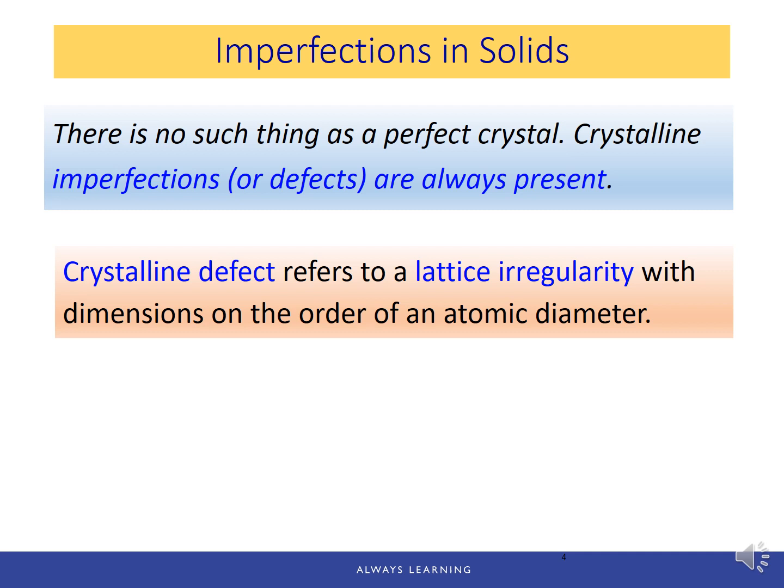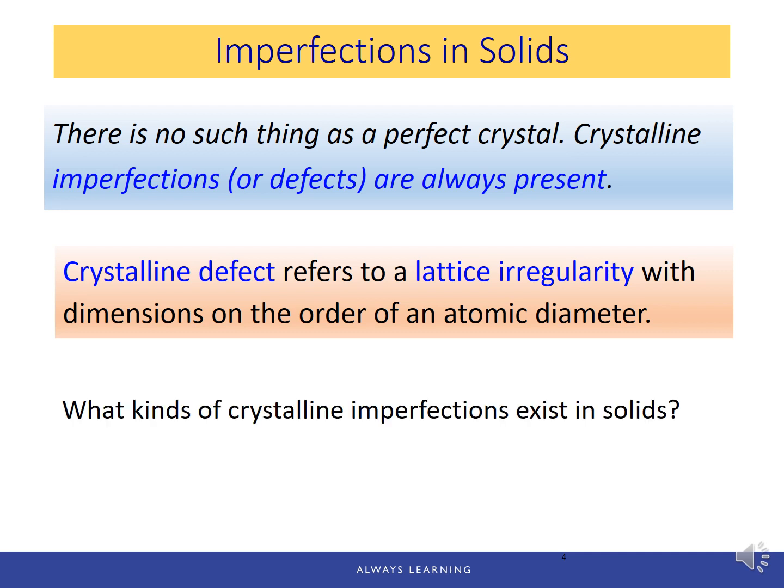Do not mistake the imperfections or defects with flaws of the material. For example, if you break a glass, then you have a crack on a piece of china or ceramic. That crack is not a defect. That means it's broken. It's a flaw. Okay. So again, the crystalline defect is on the scale of atomic diameter.